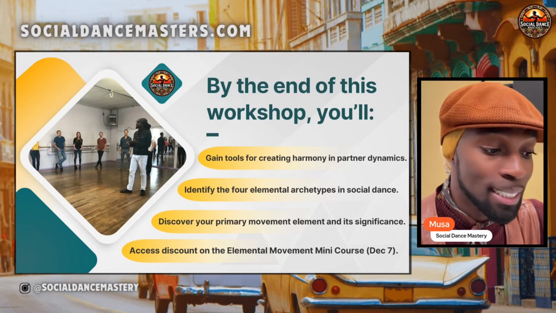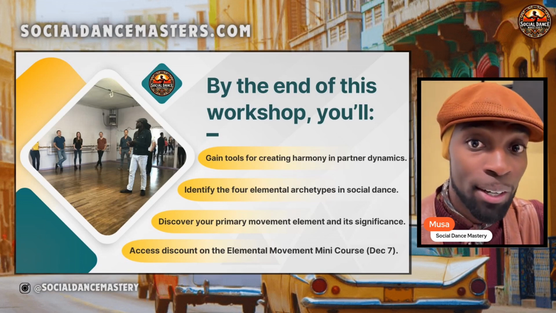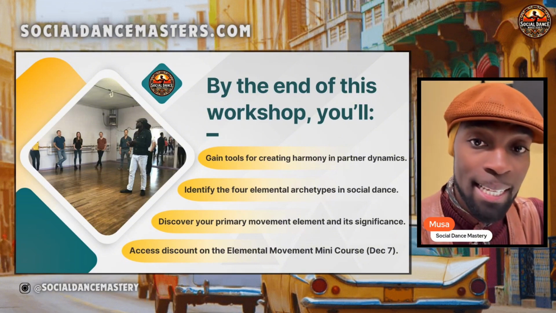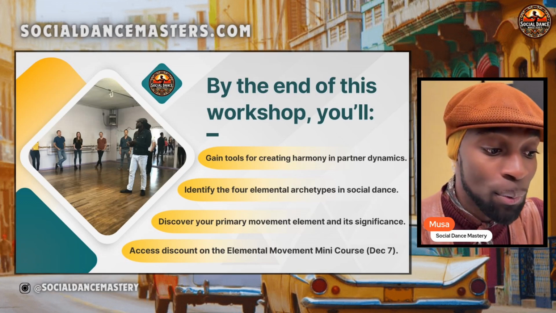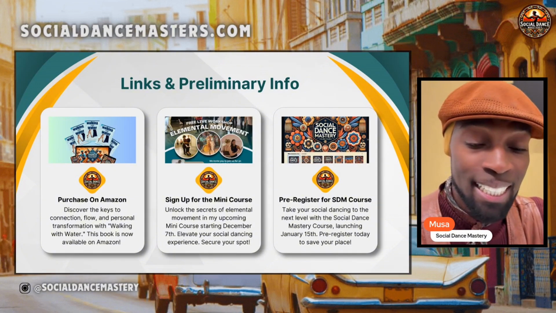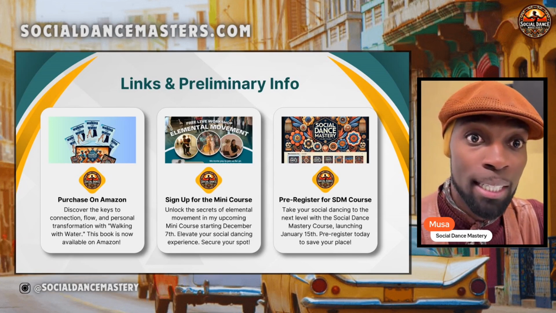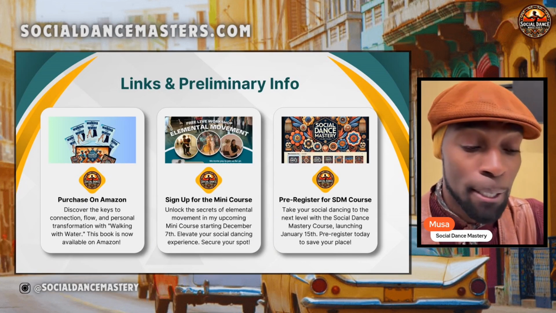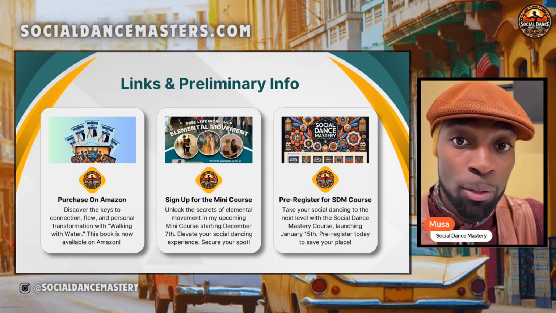So, how we're going to do this is I'm going to introduce the four movement archetypes: fire, water, air, and earth. I'm going to give some descriptions about them. And then towards the end of the workshop, I'm going to play that same clip and we're going to see if we've shifted at any point in how we see these dancers. I'll also ask you what you think the elemental archetype of these dancers is. So this is one of the exercises from the elemental movement mini course.